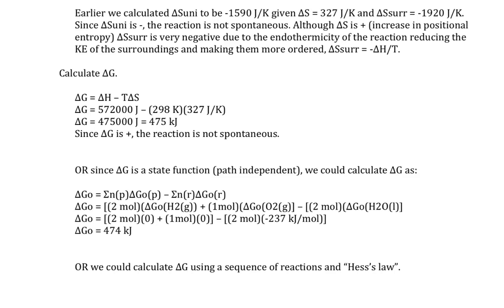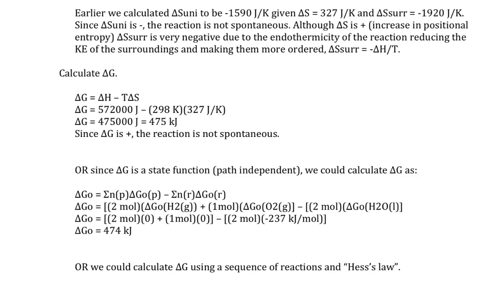So earlier, much earlier, we had calculated delta H for this water to H2 plus O2 reaction to be that big number, 572,000 joules. We had calculated delta S, as we've got written up here, to be 327 joules per Kelvin. So we just use that equation, put in delta H, put in T, put in delta S, and we end up with delta G equaling 475,000 joules, which is 475 kilojoules. So it's positive, as we expect. The reaction is not spontaneous.